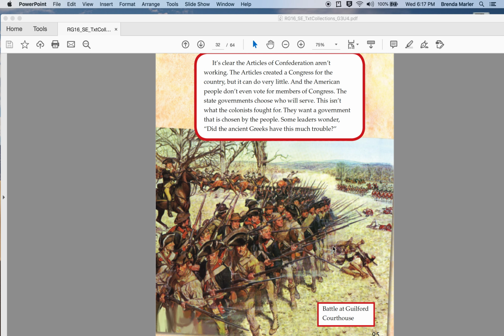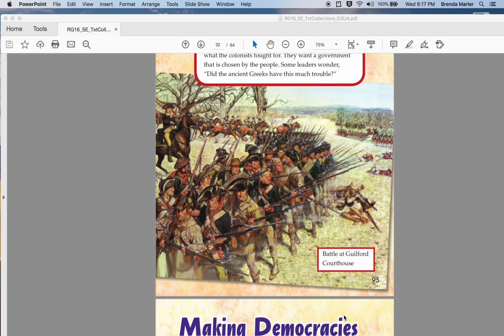The state governments choose who will serve. This isn't what the colonists fought for. They want a government that is chosen by the people. Some leaders wonder, did the ancient Greeks have this much trouble? And down below we see the battle at Guilford Courthouse.